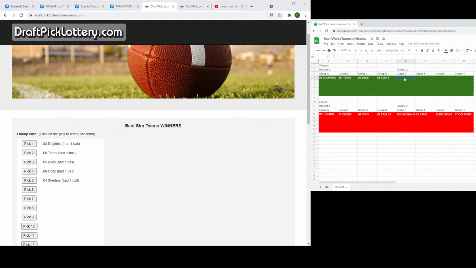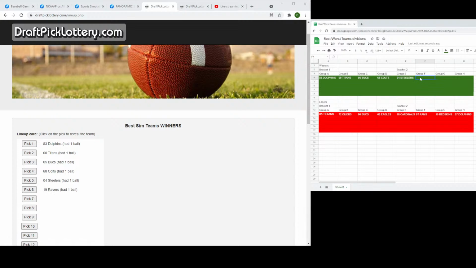Pick number 5 is the 04 Steelers. Now this team, many feel there were greater Steeler teams, but this team came out the best in simming. It was a very big surprise, and it's going to depend on their group. They're going to need home field advantage maybe. We don't know, though, because they were the best simmed team. It's not what they do in real life, it's what they sim.